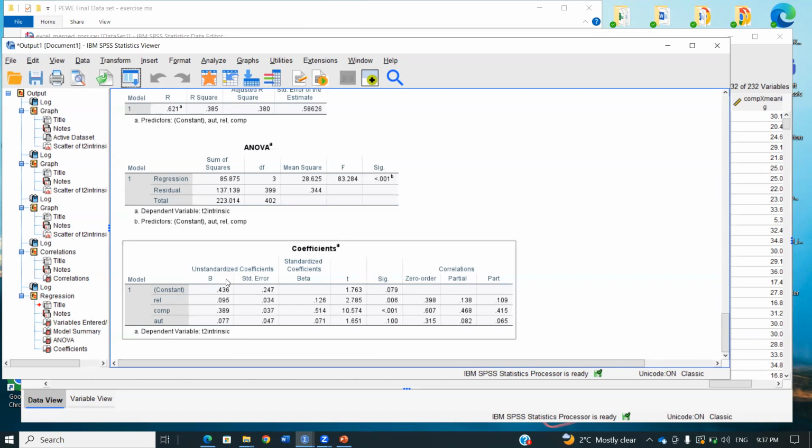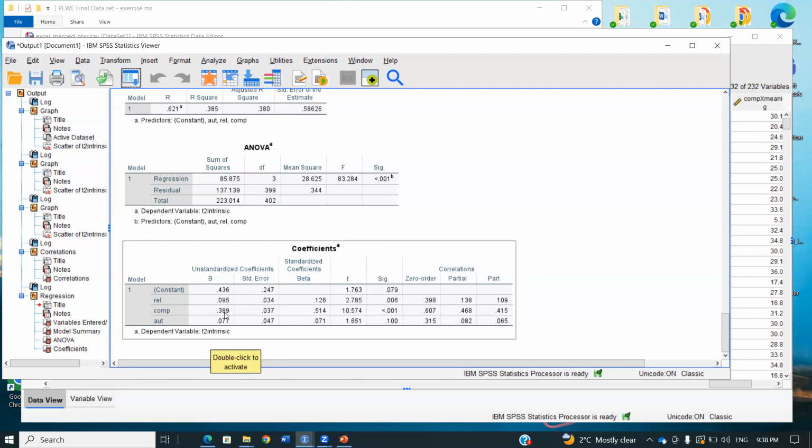So we get a slope coefficient, or an estimated relationship, between relatedness, competence, and autonomy, and our outcome, intrinsic motivation. Each of these values is based on controlling for the other predictors. If you recall, our interpretation is that for a 1 unit increase in our predictor, intrinsic motivation is expected to increase by this value. So for a 1 unit increase in relatedness, intrinsic motivation is expected to increase by roughly 0.1. It's 0.4 for competence and 0.07 for autonomy.